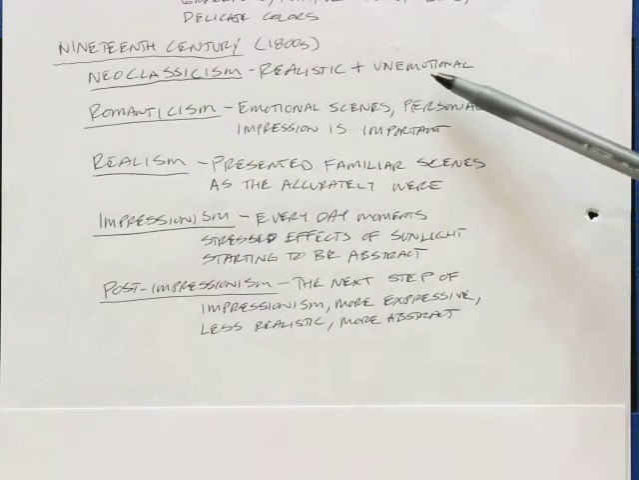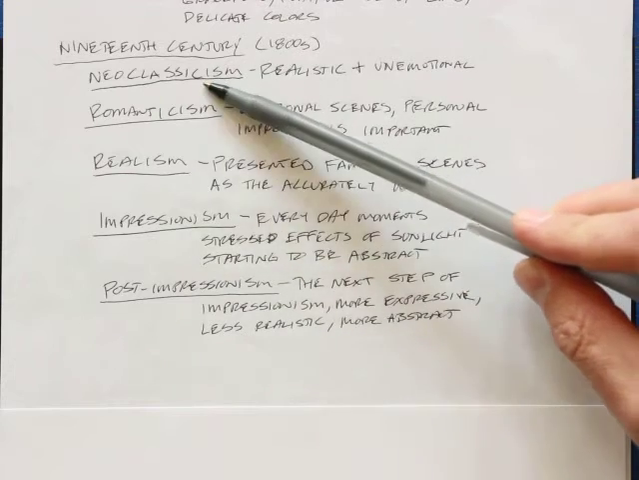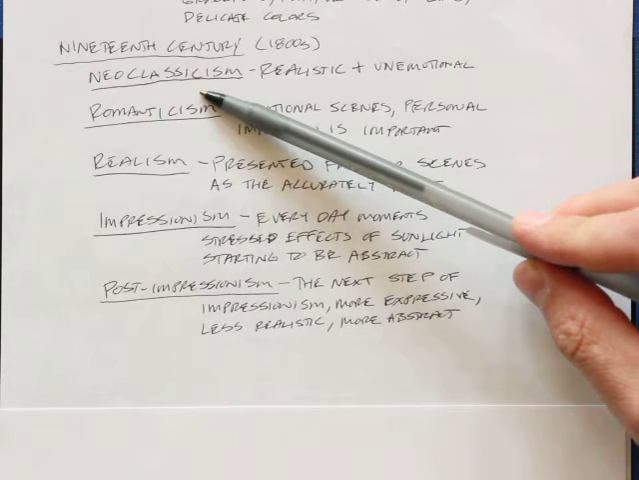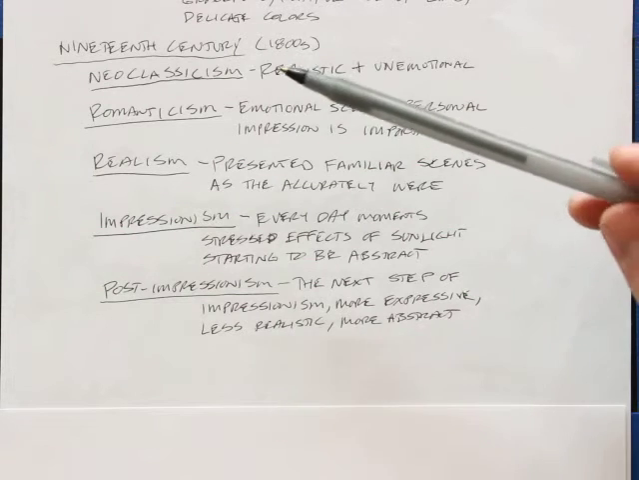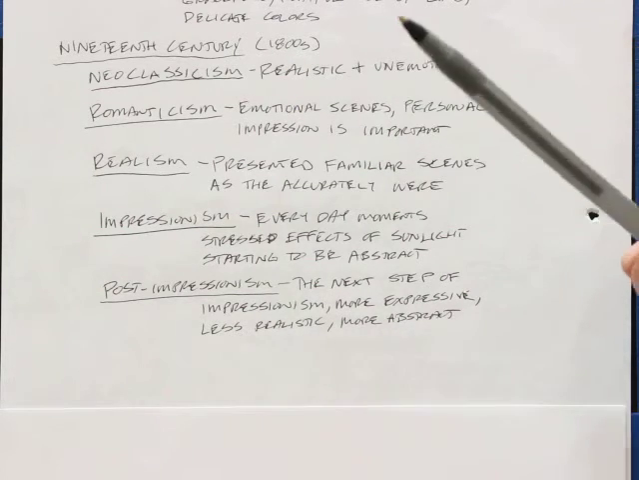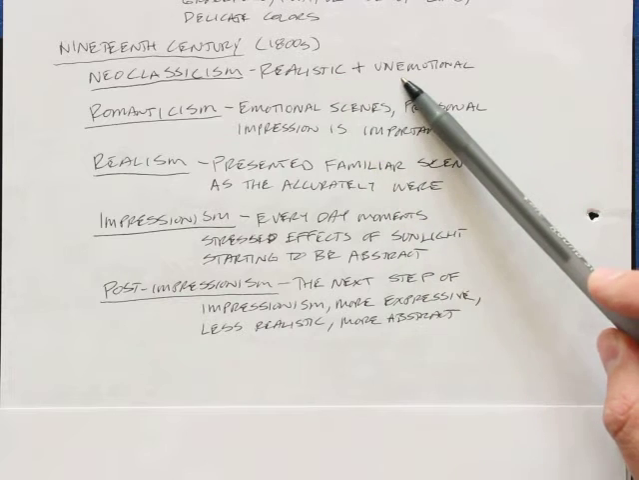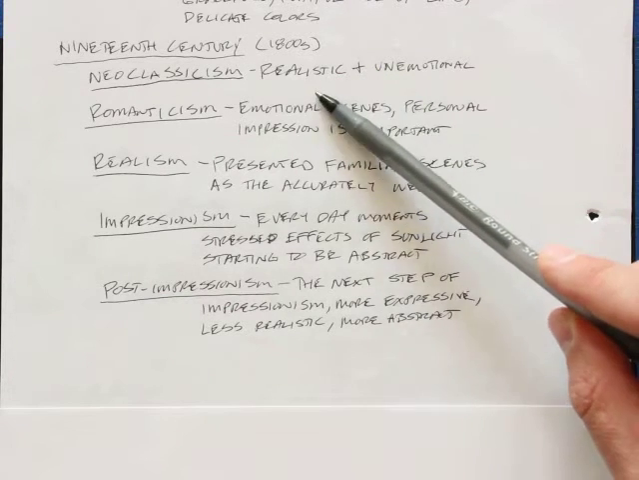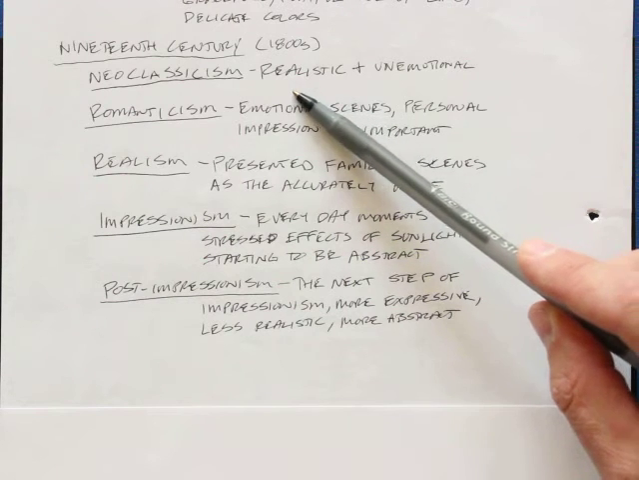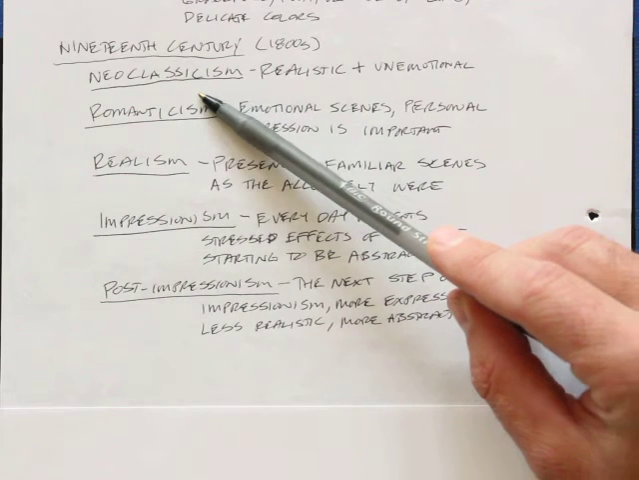neoclassicism, realistic and unemotional. It harkens back to Roman artwork, where the guys are just straight, and they're realistic, they're unemotional, they're not moving very much, they are static.